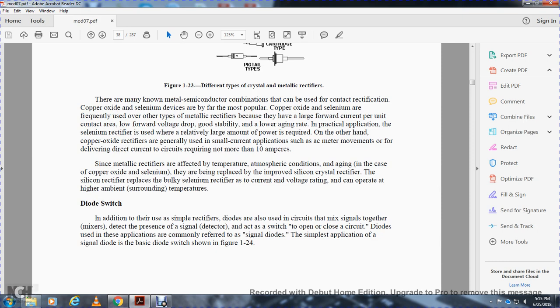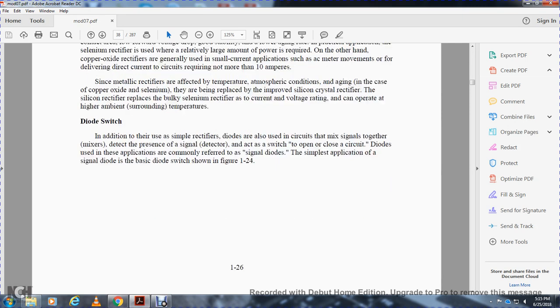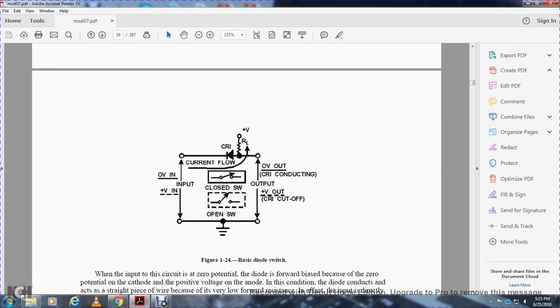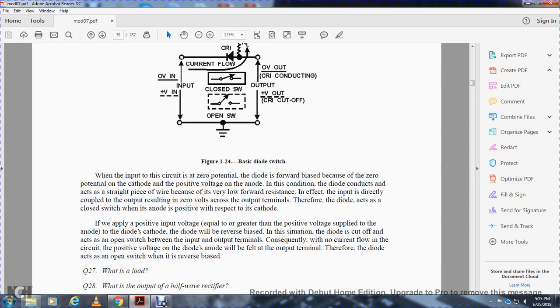The simplest application of the signal diode is the basic diode switch, shown in figure 124. Figure 124 shows the output voltage and input voltage, and the current flow through crystal rectifier 1 and the load resistance. When crystal 1 is conducting, the output voltage is positive, the switch is closed. When crystal 1 is cut off, the switch is open. This is the basic diode switch.